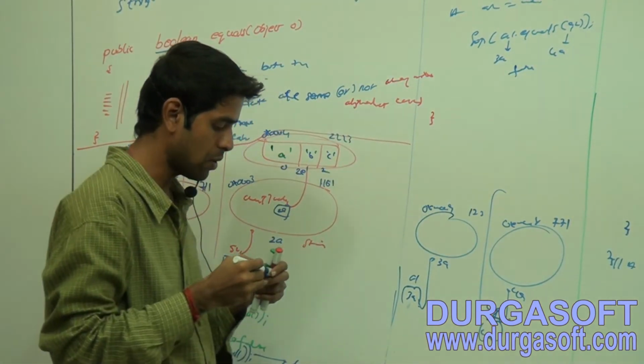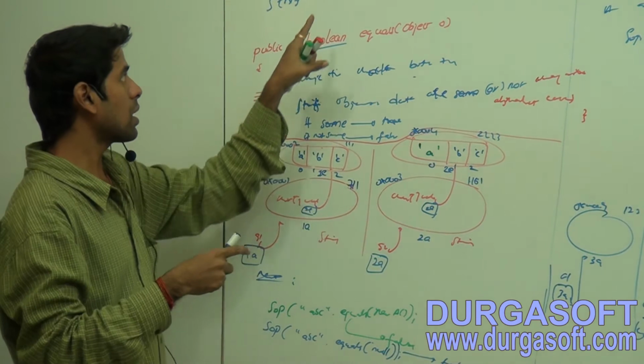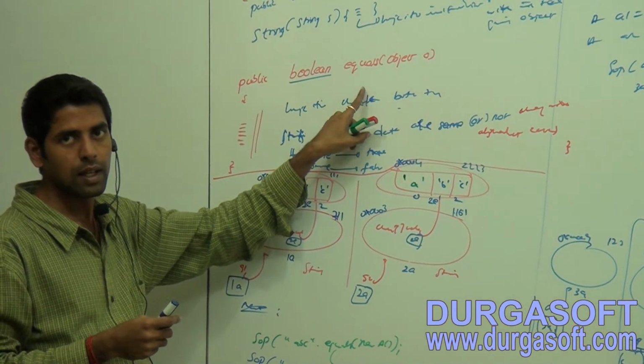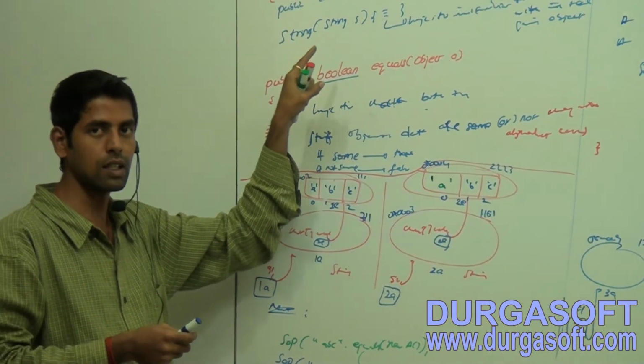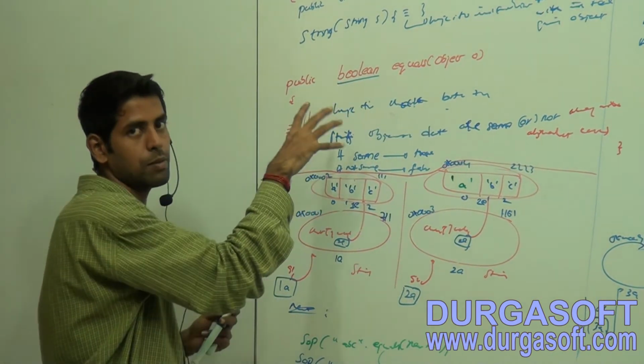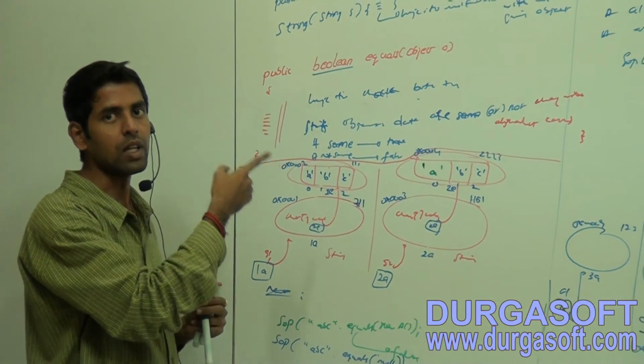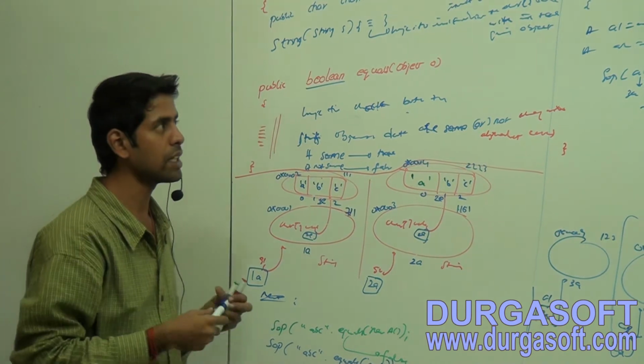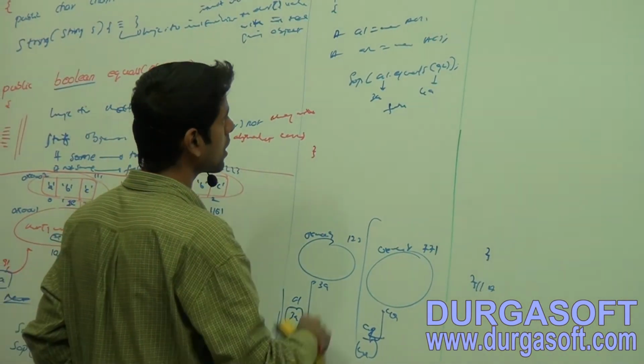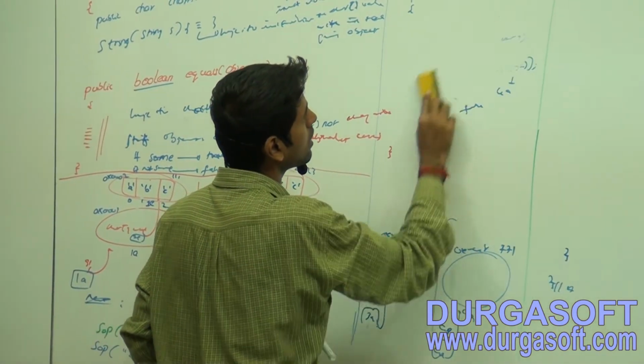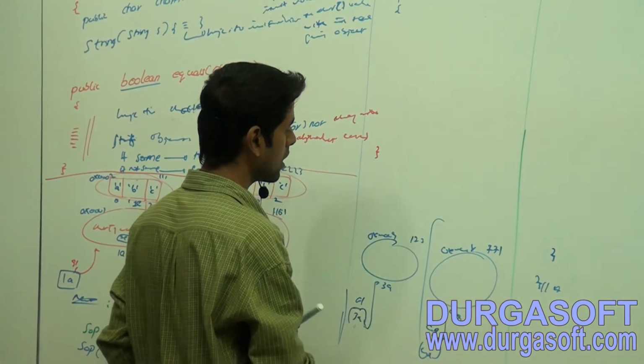Now, the String class has an equals method. The String class has its own equals method. This equals method only will execute. That's why, in the earlier case.